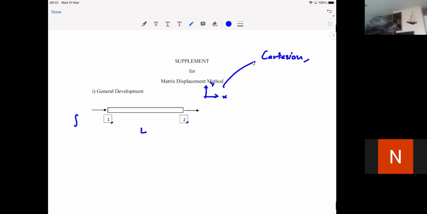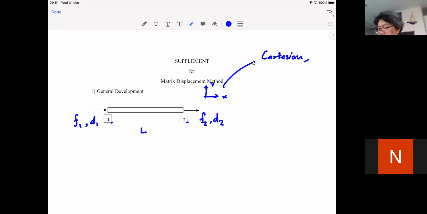And in node number 1, if it's free to move, I can have the force at node number 1 and the displacement at node number 1. Likewise, in node number 2, I can have the force at node number 2 and the displacement at node number 2. Now, generally, we should always identify which member we are dealing with, and we can do that by adding a superscript on this.